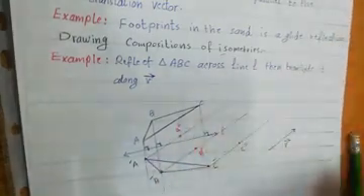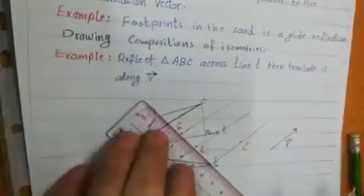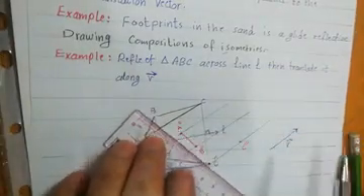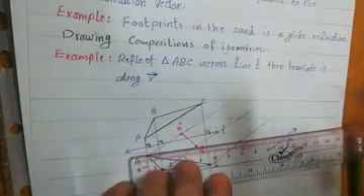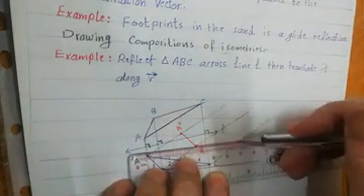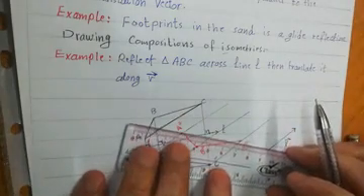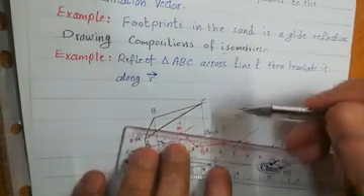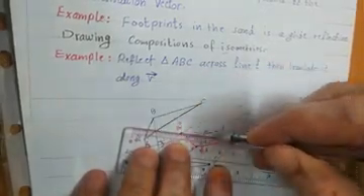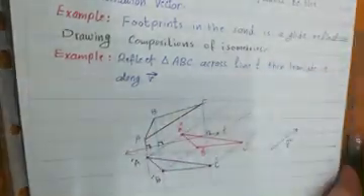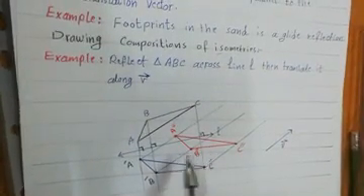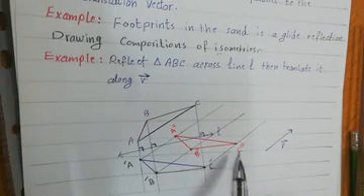Now this is our second isometry, which is the translation. Okay, so this is the last image which I got. It's A double prime, B double prime, C double prime.